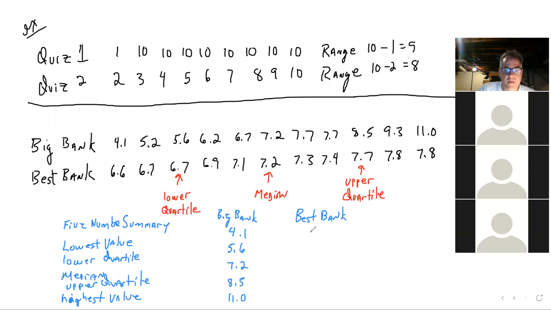Best Bank, your lowest was 6.6. Your lower quartile, or the first quartile, was 6.7. Your median was 7.2. Your upper quartile, or third quartile, was 7.7. And then your highest value was 7.8. But again, the 5-number summary are those 5 values: your minimum or lowest value, the lower quartile, the median, the upper quartile, and then your maximum value or highest value.